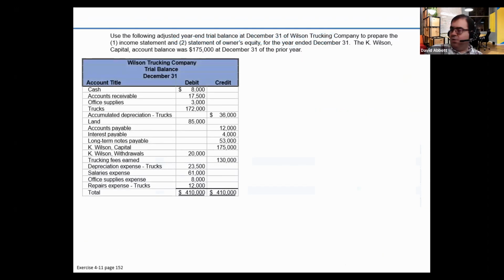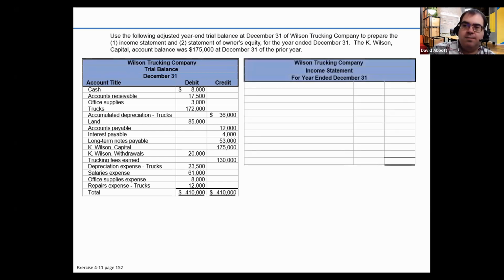Moving right along. So now we'll go ahead and do our financial statements. Use the following adjusted year-end trial balances at December 30 of Wilson Trucking Company to prepare the 1) income statement and 2) statement of owner's equity for the year ended December 31. The K. Wilson capital account balance was $175,000 on December 31 of the prior year. So the first thing we can do is our income statement.